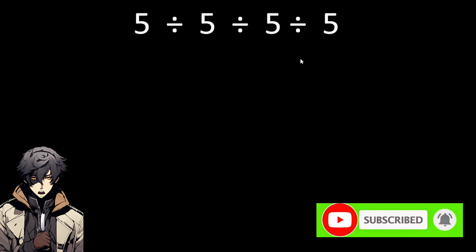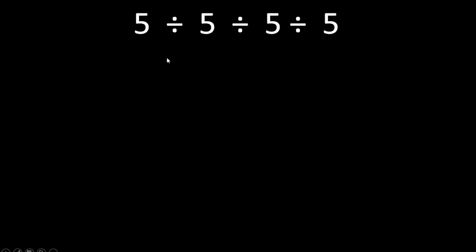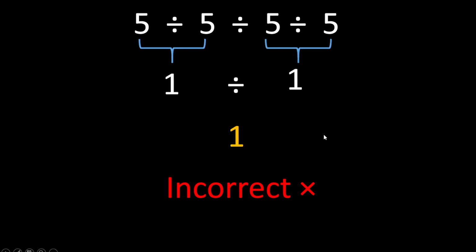This problem is a perfect example of how division can be tricky. Let's look at the common mistake first. The instinct for many is to do all the divisions at once. They think 5 divided by 5 is 1, and 5 divided by 5 is 1, so 1 divided by 1 must be 1. This seems logical, but it is incorrect. Let's find out why and then solve it the right way using the proper order of operations.